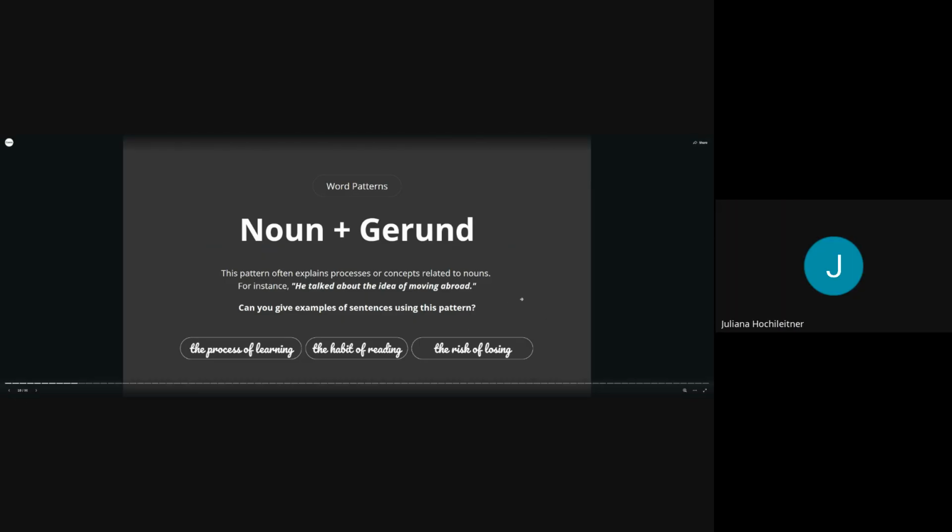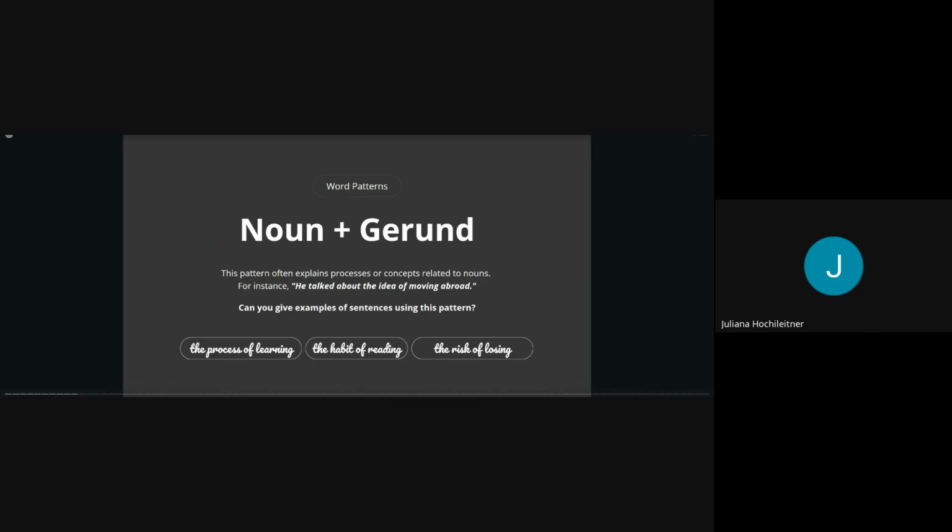Yeah, I've always had a bit of a difficulty using the gerund. I tend to move away from that because I can never fit it in a sentence. So, yeah, if you could tell me more about it.